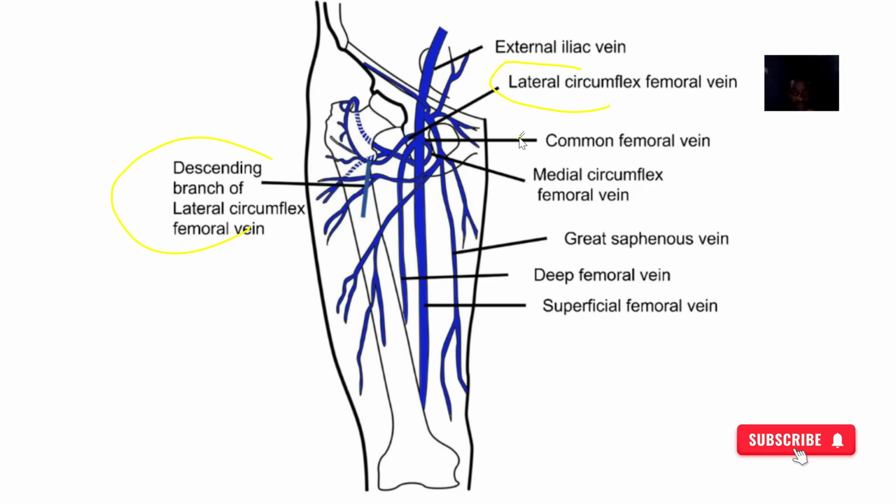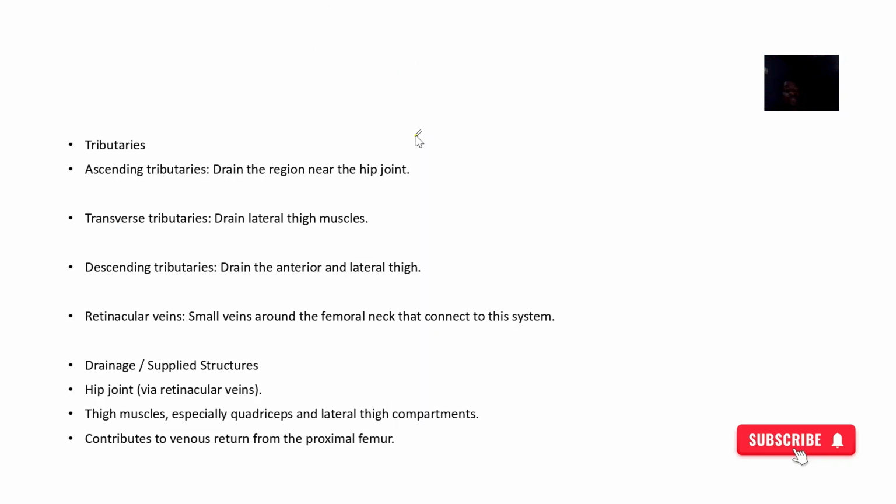Alright, so this is the deep femoral vein. This drains into it at this region. So, tributaries: it gives rise to the ascending tributaries, the transverse tributaries, the descending tributaries, and the retinacular veins. These ones are around the femoral neck.